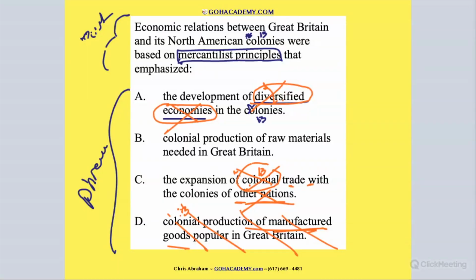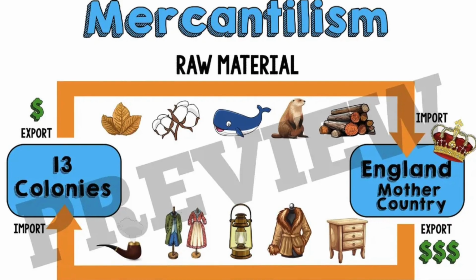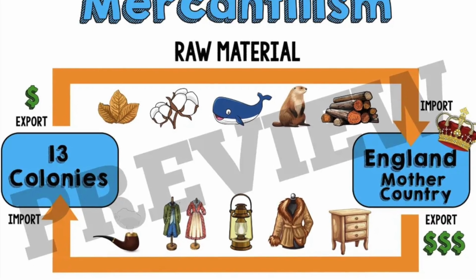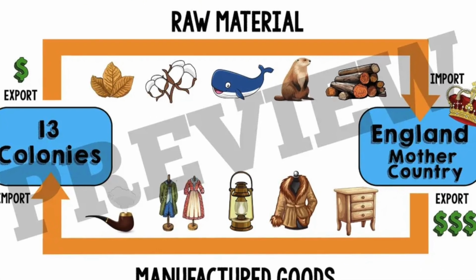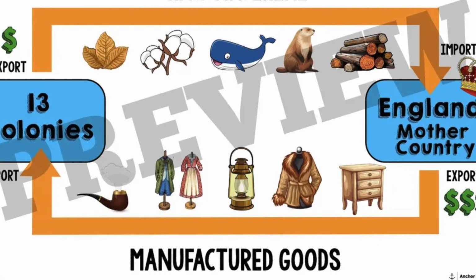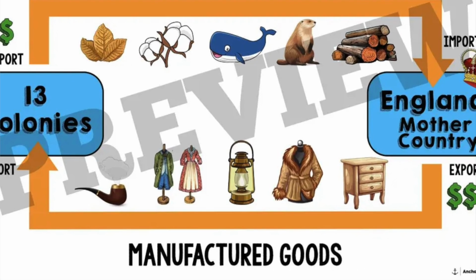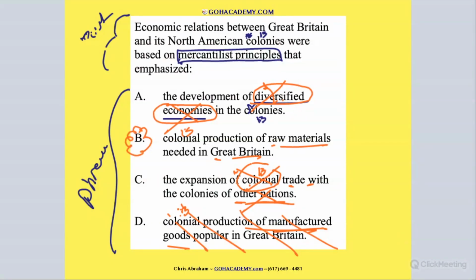And then we get to our answer here. B, colonial production. So this means the 13 colonies, the production of raw materials. So the colonies are producing raw material, sugar, cotton, tobacco, that are needed in Great Britain so that they can manufacture those products to refine goods and sell them around the world for a profit, or back to the colonies for a profit. So the answer is B.